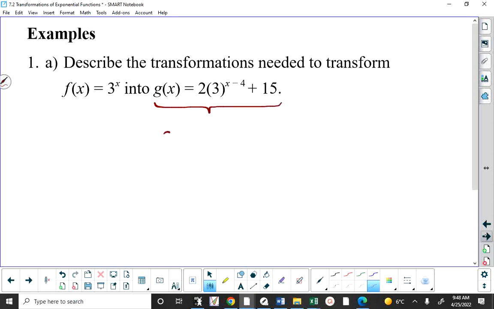So I would like everybody to look at this. Take a minute, go all the way back to Unit 1 where we talked about A, B, H, and K, and determine the values of A, B, H, and K.